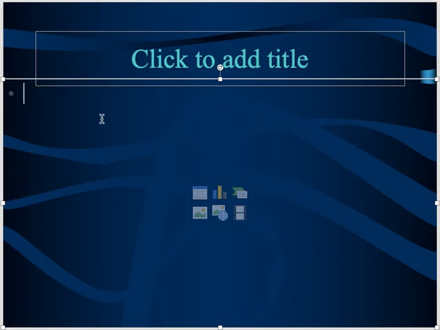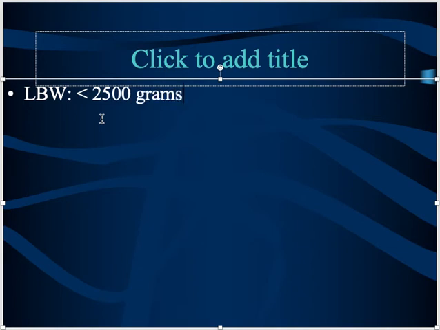for example, low birth weight. So what is low birth weight? It is when any newborn is weighing less than 2.5 kilograms, or 2500 grams. So it is considered low birth weight. Of course, right after birth they weigh them and see how much the weight is.